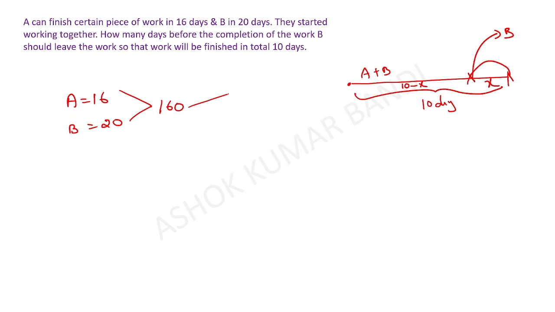160 chocolates A can eat in 16 days alone. That means he can eat 10 chocolates per day. 160 chocolates B can eat in 20 days alone. That means he can eat 8 chocolates per day. Now think like this: chocolates eaten by A and chocolates eaten by B, if you add both of them, that should be equal to the total number of chocolates in the packet, which is nothing but the LCM in our problem.